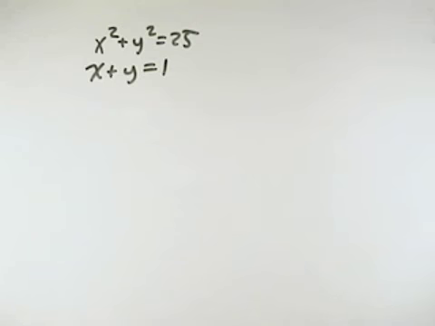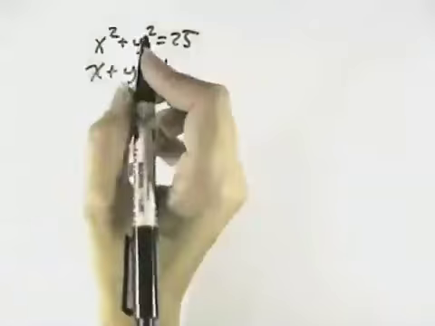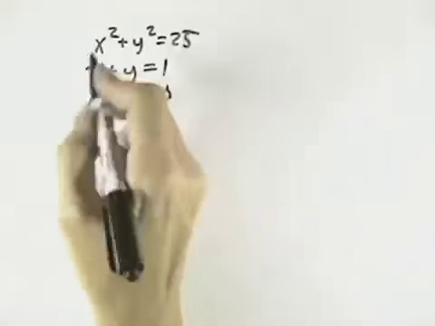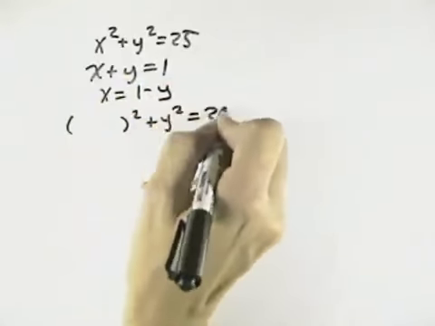We want to solve the system of equations. Substitution is our only choice because the power on x and the power on y are different for the two equations. So what I'm going to do is solve for x in my second equation to get x equals 1 minus y, so that I can substitute that in place of the x in my first equation to have an equation all in terms of y.